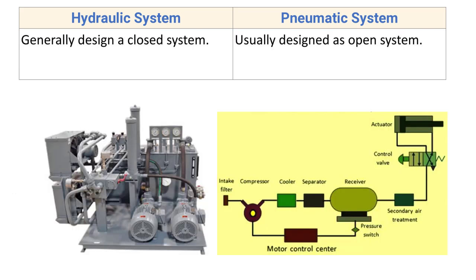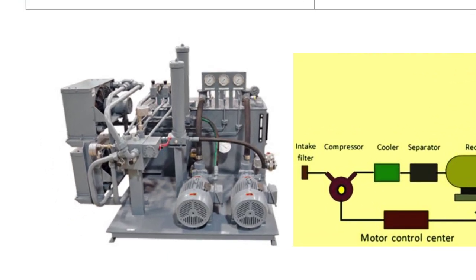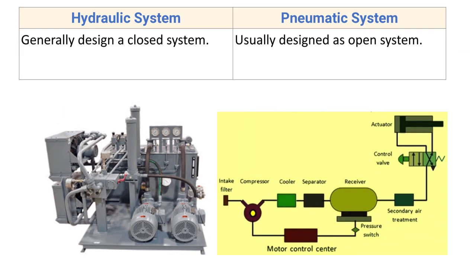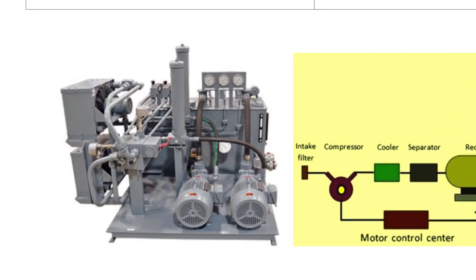Next point. The hydraulic system is generally designed as a closed system. So here you can see the hydraulic system. These are the pumps which are used to supply pressurized hydraulic oil, and these systems are generally designed as a closed system. So here you can see the pump, the reservoir which is basically used to store the hydraulic oil, and the actuators.